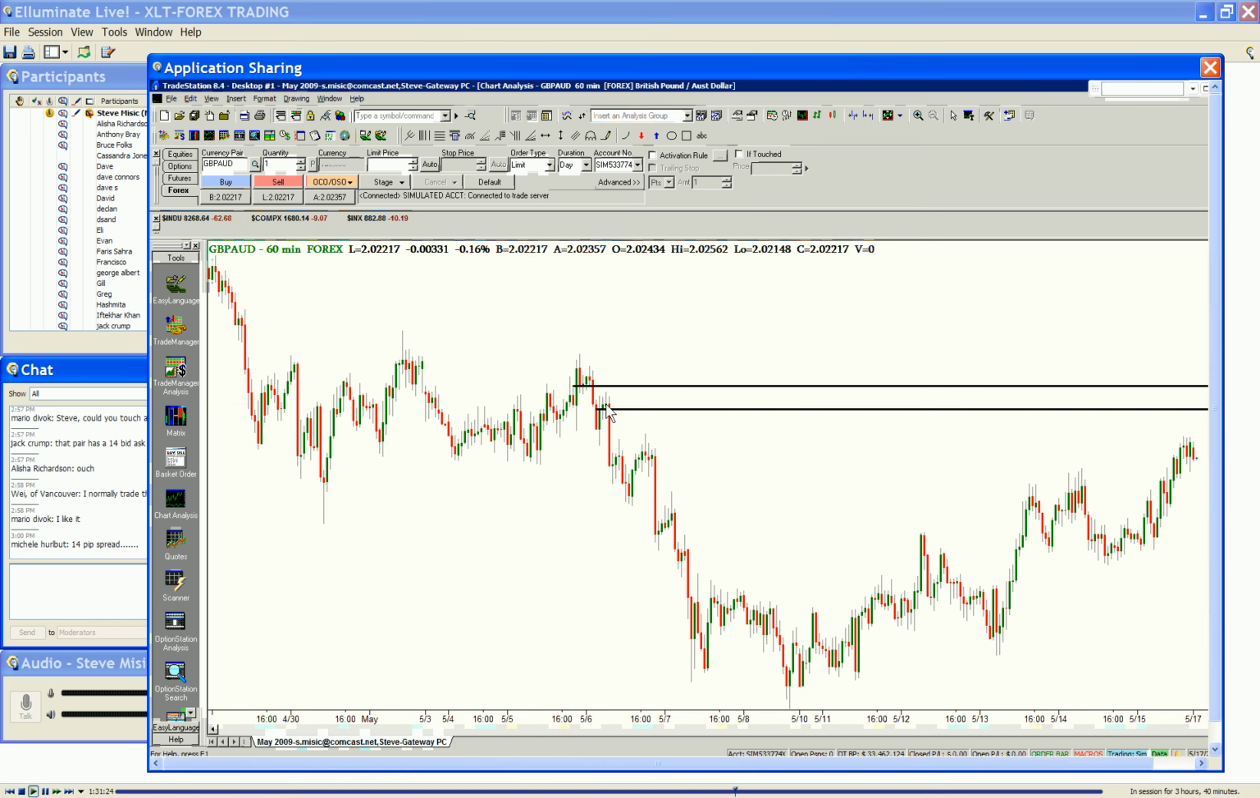And you could pass on this level, go for the higher level just in case it gets exhausted. It could push through this first area and go for that second one there too. So entirely up to you. But with a 14 pip spread, rule number one is make sure you're not entering with any kind of market orders. All right?